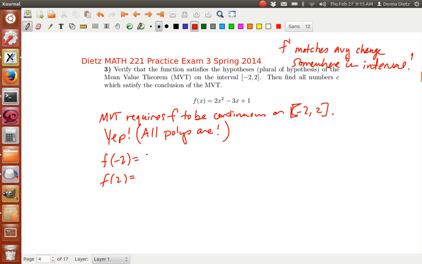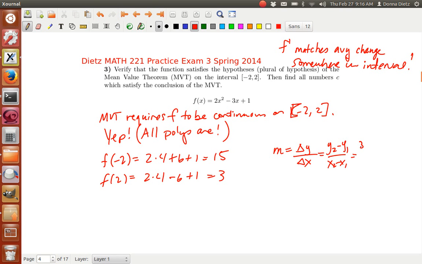Calculate f of 2 and f of -2. Okay, I'm going to hope you trust me. Okay, I'll write it out. So you just calculate what these endpoints are. Right? So it's going to be like regular slope, change in y over change in x, which is y2 minus y1 over x2 minus x1. Minus 15 over 2 minus -2. You work that out, it's minus 12 over 4, which gives you -3.